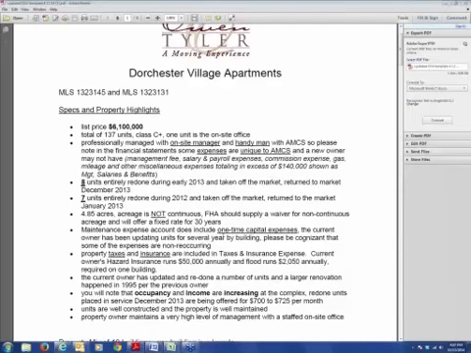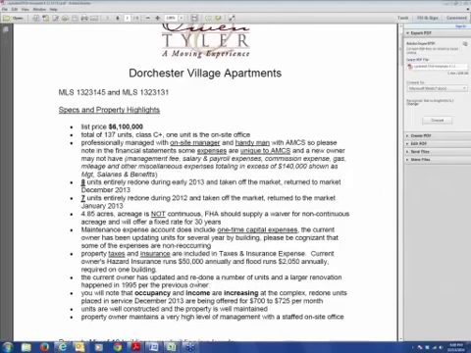Maintenance expense account does include one-time capital expenses. The current owner has been updating the units for several years by building. Please be cognizant that some of the expenses are non-recurring. So what they're trying to tell you is that, hey, our expenses are high because we made the mistake of including them in the operating expenses as capital expenses, and they shouldn't be. Property taxes and insurance are included in taxes and insurance expense. Current owner's hazard insurance runs $50,000 and flood runs $2,000 required on one building. That is the biggest government ripoff lately, is this new flood insurance thing, but everybody's got to do it.